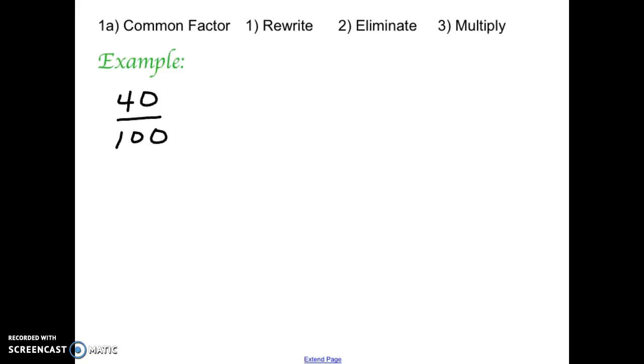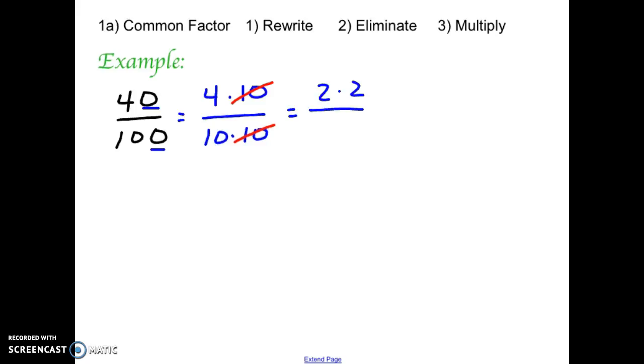All right, so for an example here, you notice we got 40 over 100. They both end in a 0, so we know they're both divisible by 10. So 40 is 4 times 10, 100 is 10 times 10. So right off the bat, we can eliminate the 10s. Now, 4 in the numerator breaks down into 2 times 2. The 10 breaks down into 2 times 5. There's our prime factorizations. We can now simplify it. The 2 over 2 is 1, and we'll end up with 2/5.